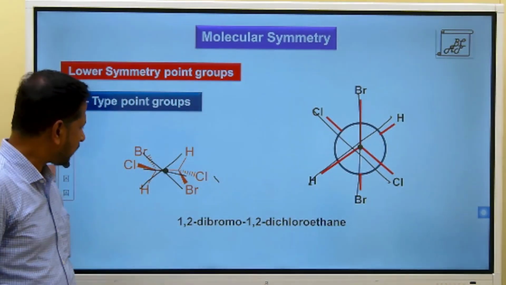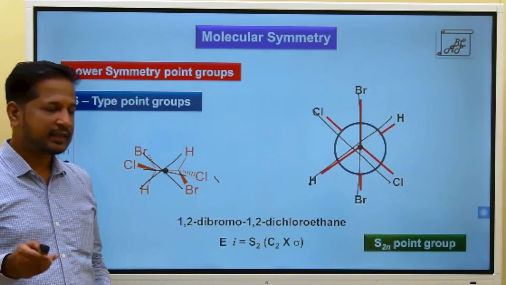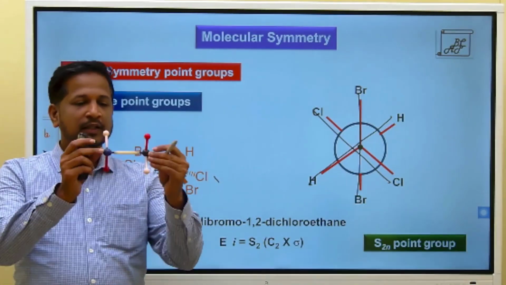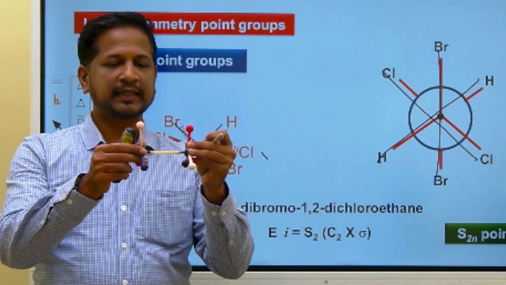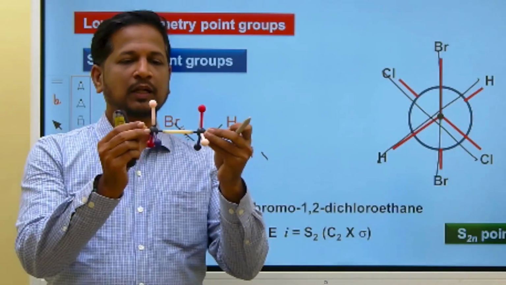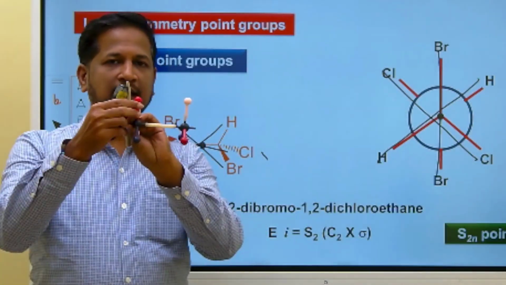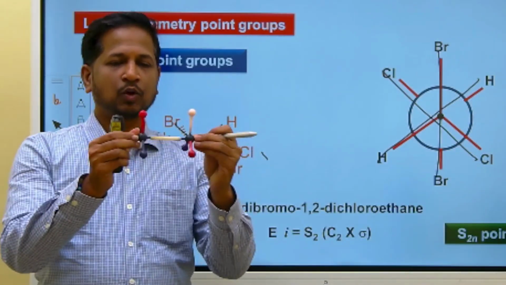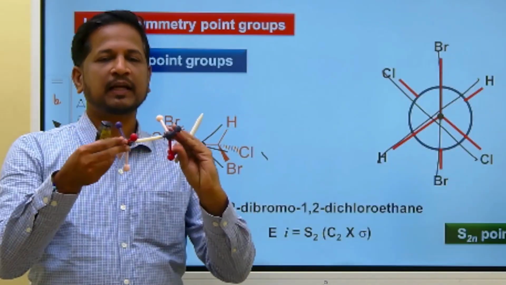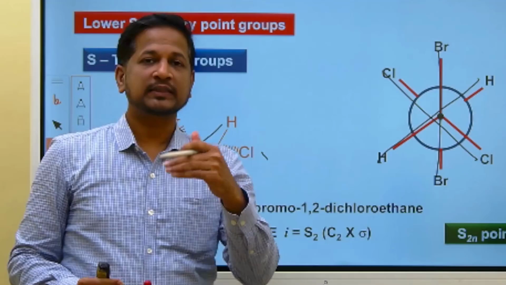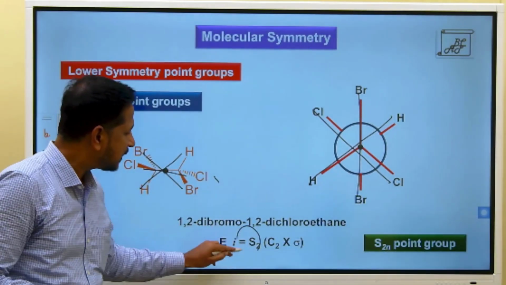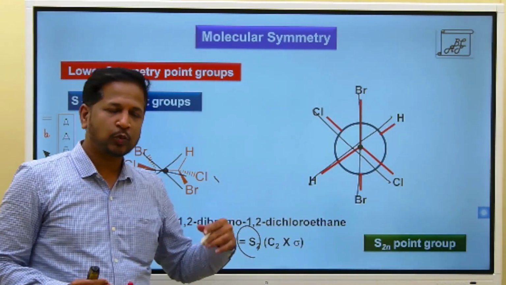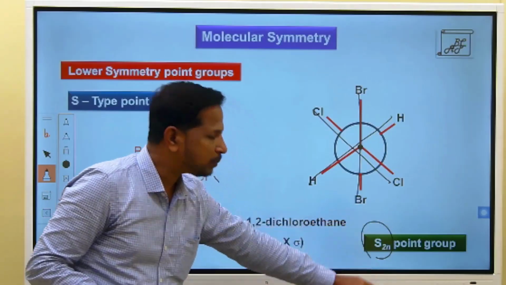So in this molecule, an inversion center is present, the identity element is present, and a rotation-reflection axis is also present. If you see this molecule from this angle, I can take the rotation and then a reflection in this plane, and I will get the same image. That means with rotation and reflection, I am getting the same image. That means a rotation-reflection axis, that is an S2 axis, is present in this molecule. These types of molecules are classified into the CS point group, or they are also called S2N point group.